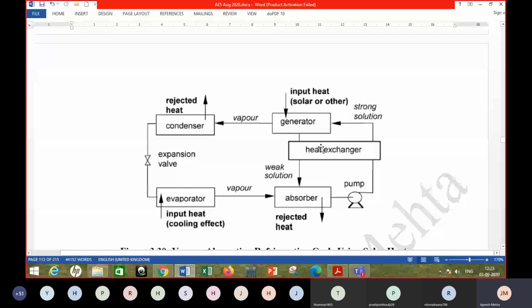I'll explain to you what is the need for the heat exchanger. So here you have the high concentration ammonia water solution, or aqueous ammonia solution. In this generator you need heat, right? And this is the main energy input into this system. And when you supply heat to that solution, the vapor of the low boiling temperature component comes out. So it's ammonia vapor which comes out, right?